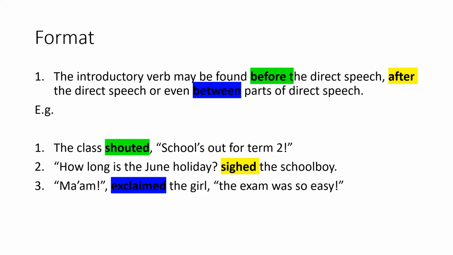Number 2, "How long is the June holiday?" sighed the schoolboy. Here you can see sighed the schoolboy has come after the direct speech. And number 3, "Ma'am," exclaimed the girl, "the exam was so easy." In this sentence, you can see exclaimed the girl has been put in between two parts of direct speech.